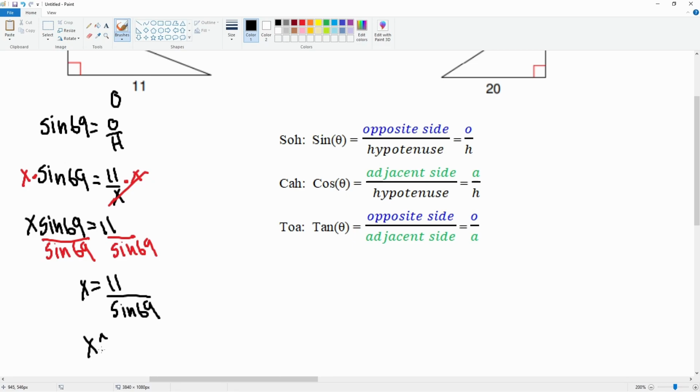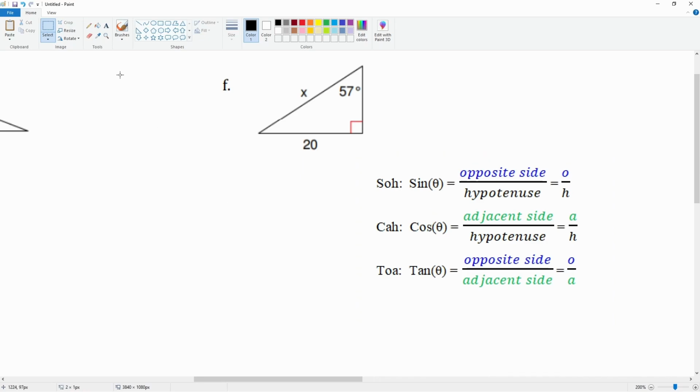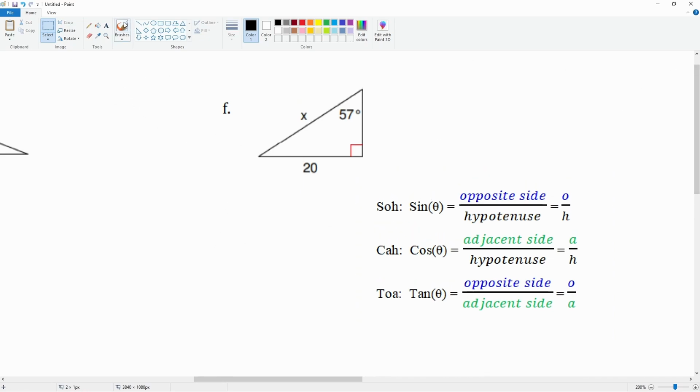I can plug that into my calculator. 11 divided by sine 69 gets us roughly 11.8. And then let's look at F. Same process. We draw that person.